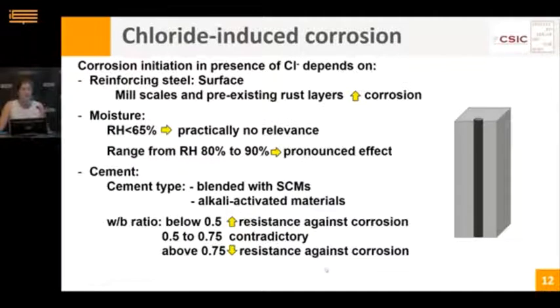In addition, I would like to explain how the chloride-induced corrosion of the steel damages the reinforced concrete structure. We can see in this figure, it consists of the loss of the cross-sectional area of the steel. In this case, it's not possible to observe this type of deterioration by visual inspection.